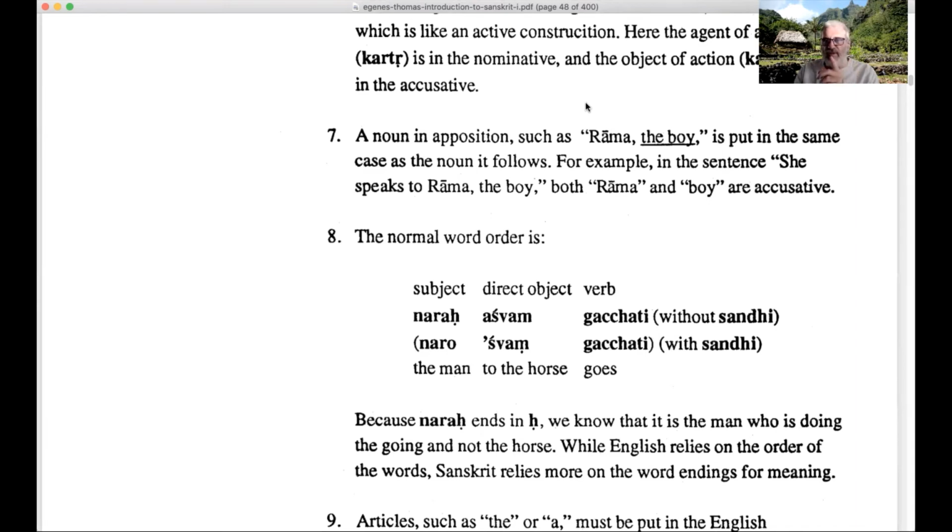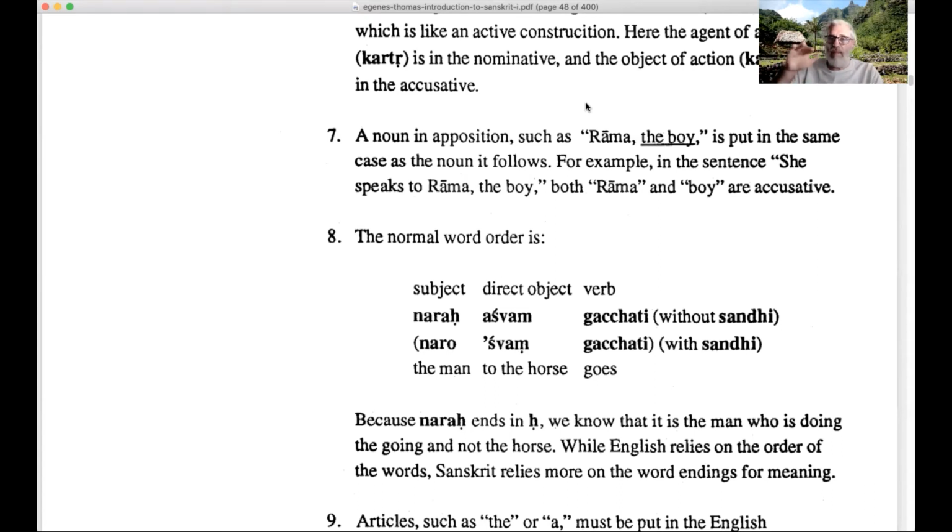So a noun in apposition, such as Rama the boy, could be accusative also. Rama the boy is put in the same case as the noun that follows. If I say she speaks to Rama the boy, she is the subject. Speaking is the verb. To Rama, who is a boy, Rama the boy. She speaks to the boy Rama. Boy and Rama are both in the accusative case. They're both the object of speaking. So in the sentence, she speaks to Rama the boy, both Rama and boy are accusative.